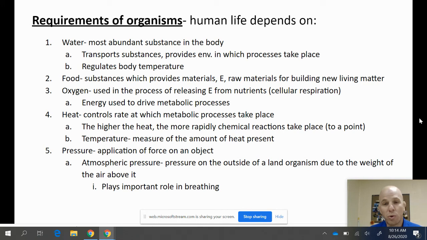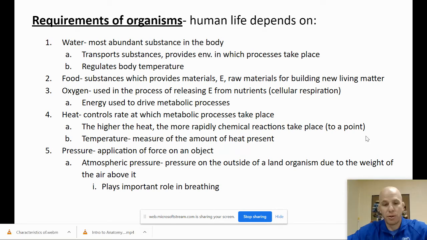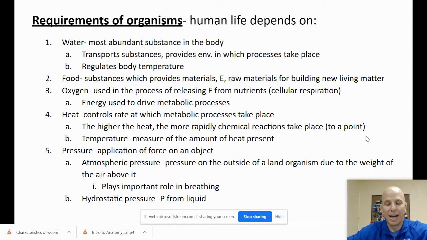That's why in areas where there's very low pressure, like say you go to Denver, that's a mile high in elevation, it's a little harder to breathe or to get oxygen. Okay. And we'll do some demonstrations in class about atmospheric pressure. Okay. And the other type of pressure that we need is hydrostatic pressure.